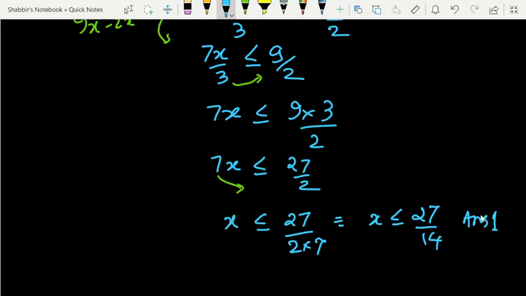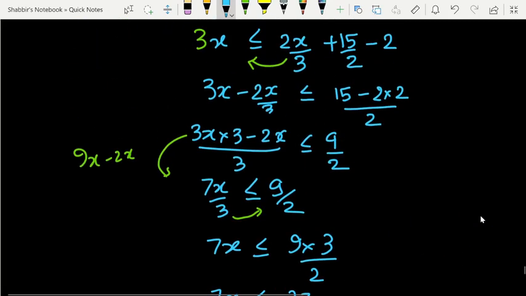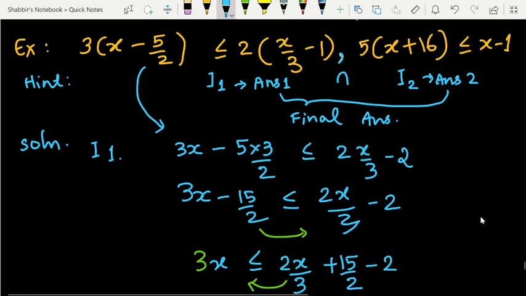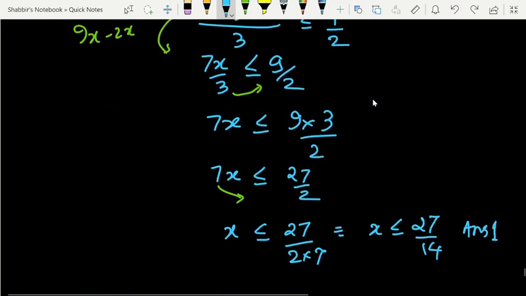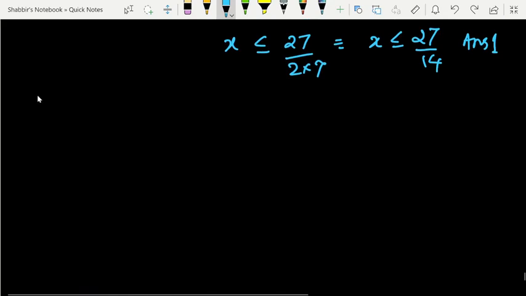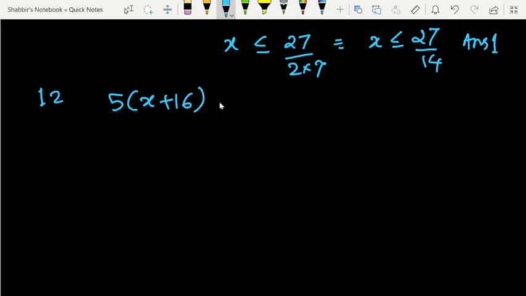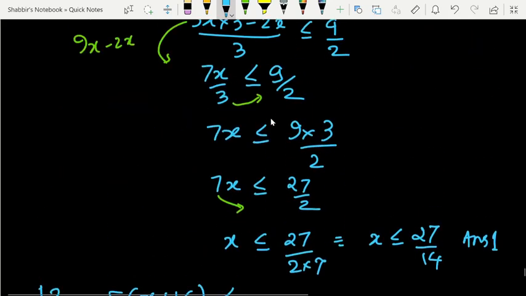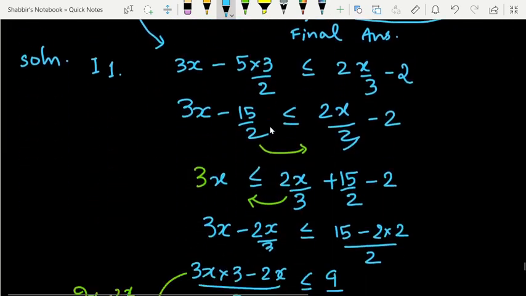Now we will solve inequality 2, which was this. This was inequality 2, guys. So this we will solve. Okay, 5 times x plus 16 less than equal to x minus 1. So inequality 2 was 5 times x plus 16 is less than equal to x minus 1.